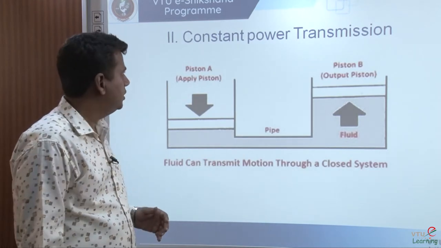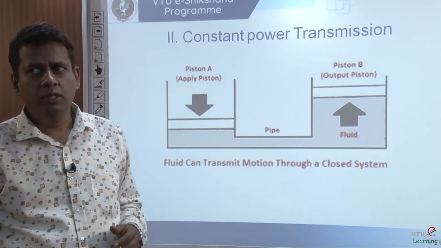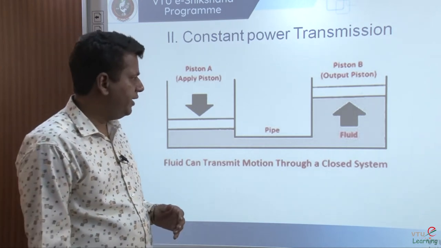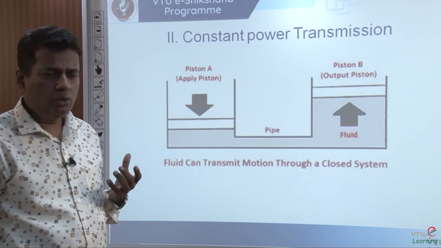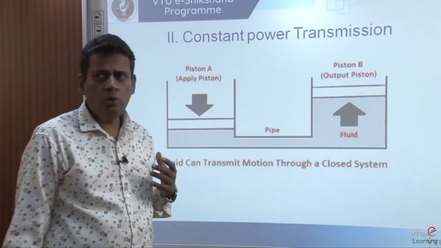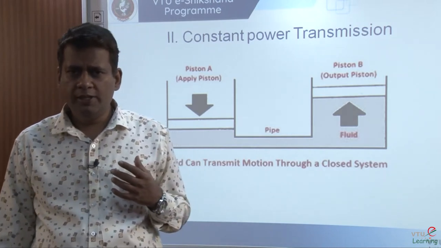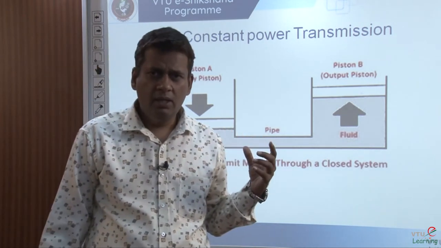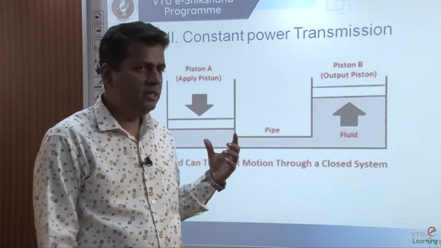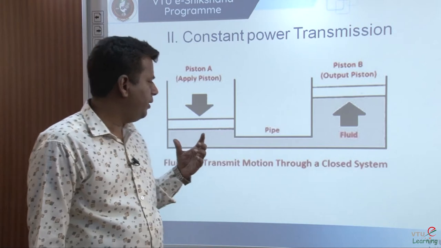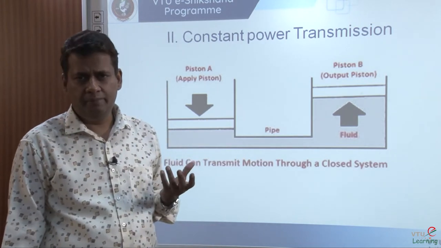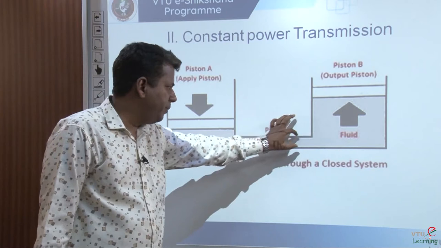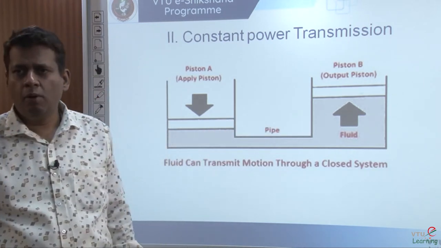Now the first case, that is constant power transmission. To demonstrate the capabilities, I have taken two identical cylinders fitted with two identical pistons. The attributes of any cylinder are the length of the cylinder and the diameter of the cylinder. The length and the diameter of both the cylinders are the same in this case. And one interesting thing about these cylinders is they are connected by a common pipe at the bottom.